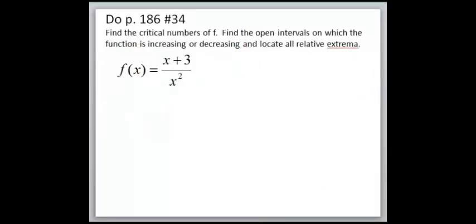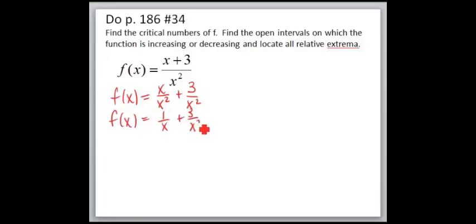Okay, in this problem we're going to be doing the same things. I'm finding the critical numbers and finding the intervals that increase and decrease and the relative extrema. I'm going to go ahead and rewrite this first. I do not want to use quotient rule on a problem like this. It's much easier to take the derivative if we just rewrite it. I will then reduce this to be 1 over x plus 3 over x squared.